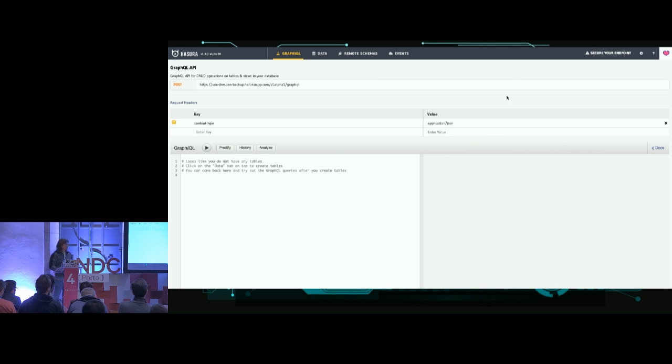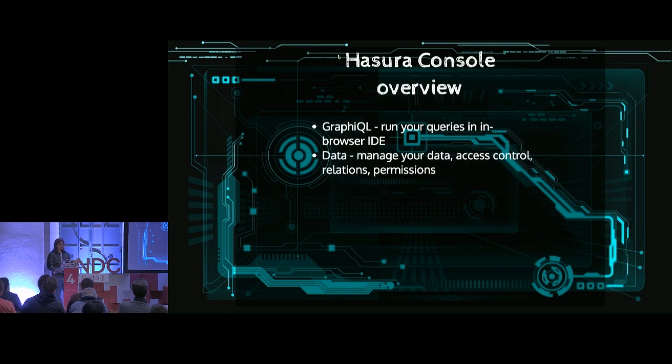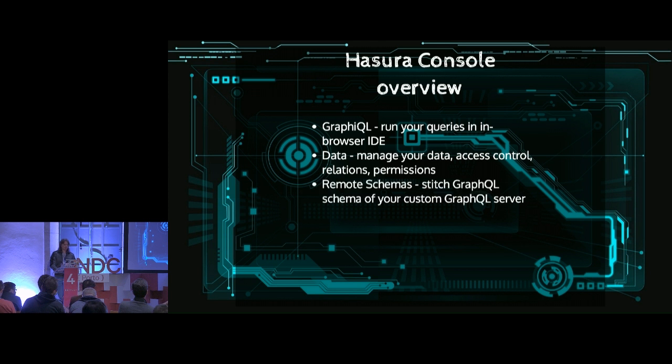You will have a console that has a graphical IDE inside, and a bunch of additional tabs. It will have the graphical tab. It will have data. Data will be pretty much similar to pgAdmin, and will get you access to your data on the database. You can create tables. You can add relations between tables. You can do different things. You can actually run your own SQL statements. There is a tab with remote schemas that I already mentioned. You can stitch your GraphQL schema, and event triggers for creating custom serverless functions.